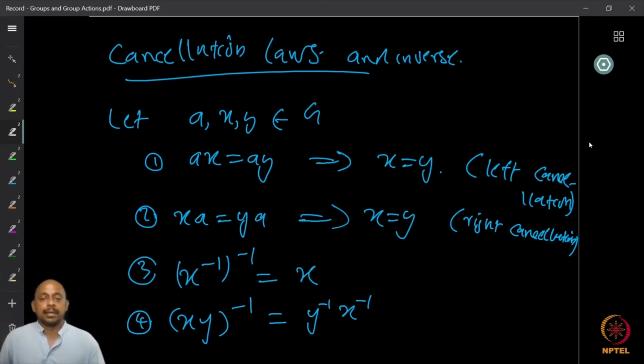Then similarly, we can show that Xa is equal to Ya implies X equal to Y, again the right cancellation law. And the inverse of the inverse is the element itself: (X inverse) whole inverse is equal to X, and (Xy) whole inverse is Y inverse X inverse. This all holds for an arbitrary group. If the group is commutative, of course, Xy is equal to Yx, so you can write it differently, but otherwise, we have this true for every group.